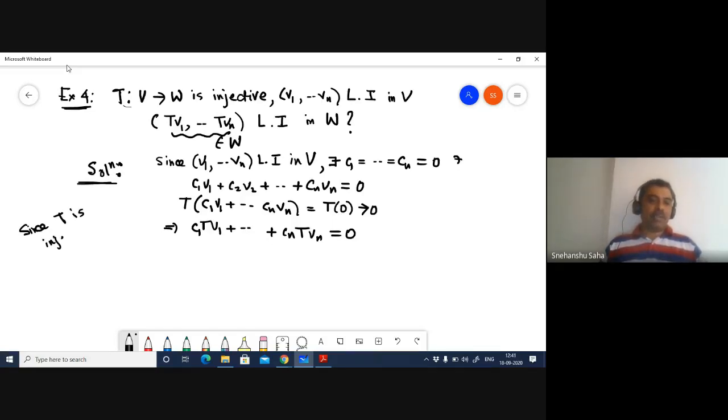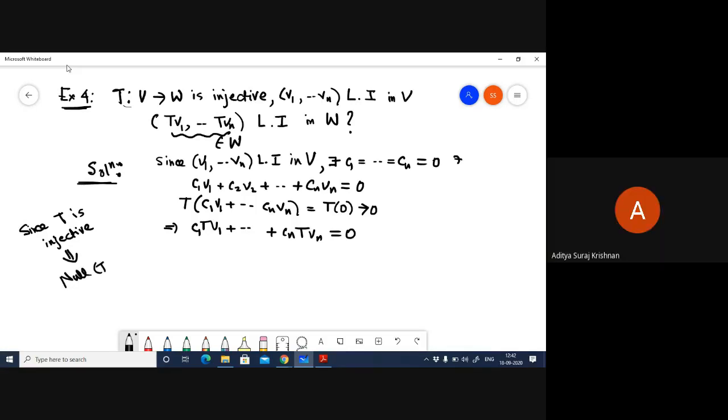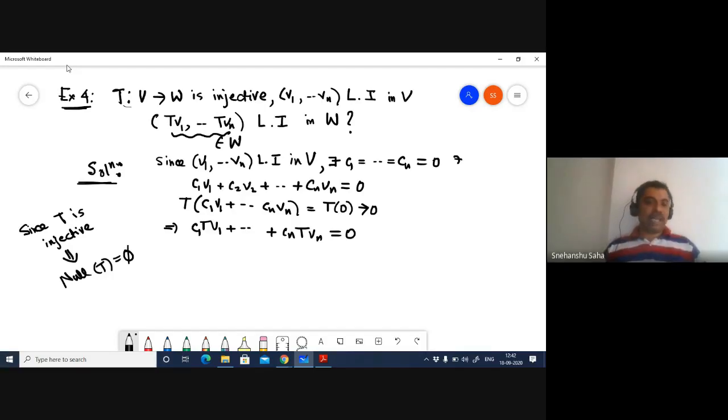what do we know? We have a very important result between the injectivity of T and the null space of T. What is that? The null set will be just 0. Right. Okay. So if that's the case, then what is this? This is null of T, right? This is actually null of T by definition. Okay. All right. So what can we argue from here?